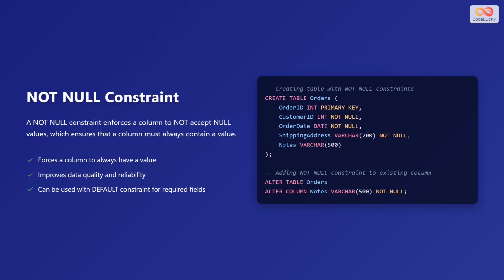Here's how to use it. When creating a table, you simply add the not null keyword after the data type of the column. To add a not null constraint to an existing column, you use the alter table statement.